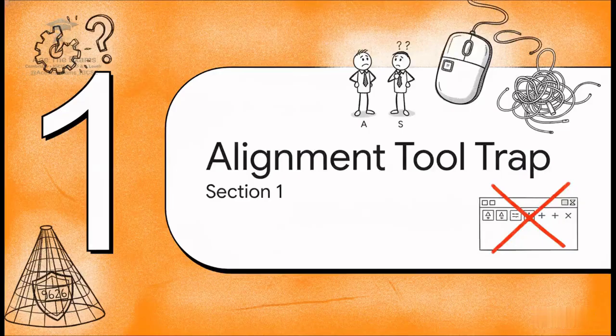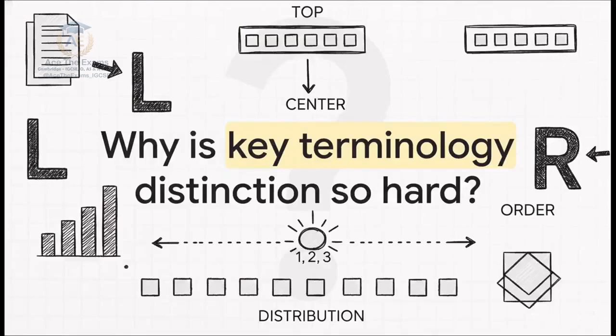Section 1, the alignment tool trap. So, why do students find the distinction between key terminology so incredibly hard? It is kind of the central mystery of the 9626 syllabus. Why do tools like left, right, top, bottom, center, distribution, and order become these massive academic traps? Well, candidates frequently blur these distinct tools together.